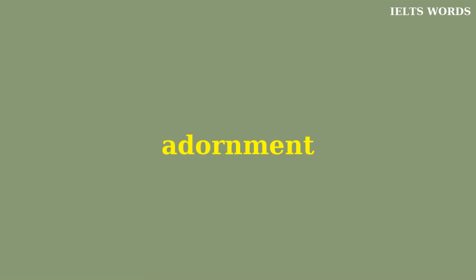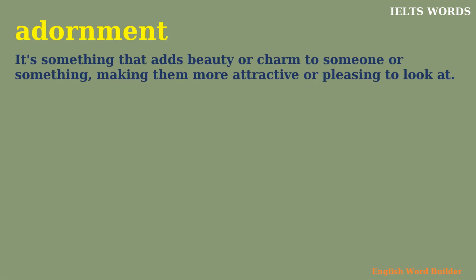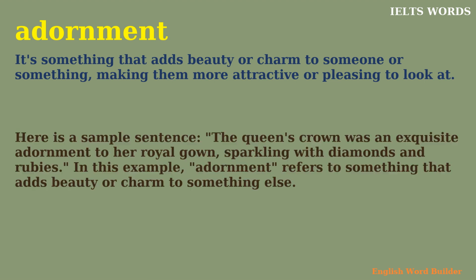Adornment. It's something that adds beauty or charm to someone or something, making them more attractive or pleasing to look at. Here is a sample sentence. The queen's crown was an exquisite adornment to her royal gown, sparkling with diamonds and rubies. In this example, adornment refers to something that adds beauty or charm to something else.